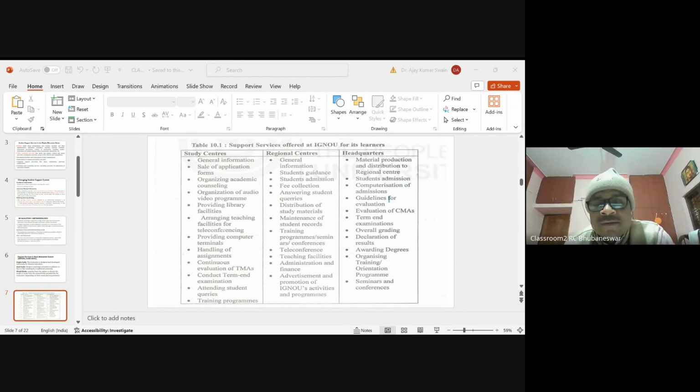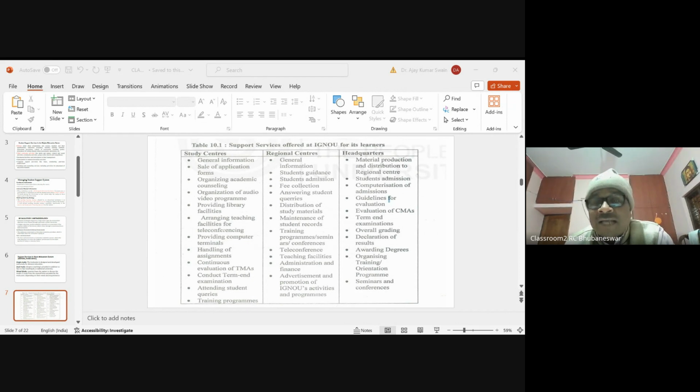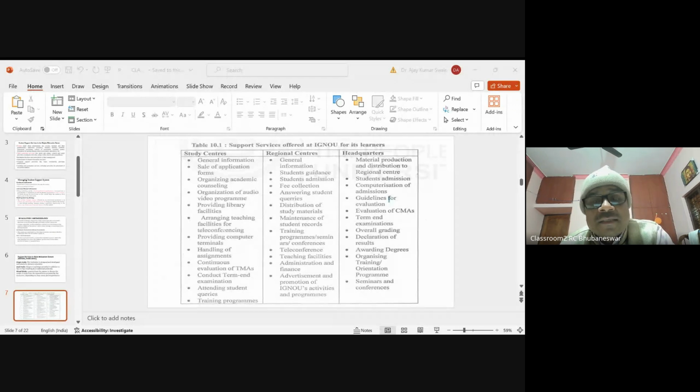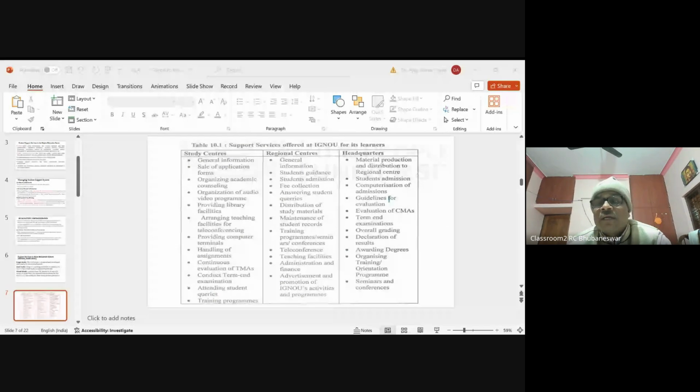RC. We are Regional Center. I am the counselor, you are the learner. But class is of whom? Headquarter or regional center or study center? Regional center, sir. Very good. This is a class organized by Regional Center, Bhubaneswar.